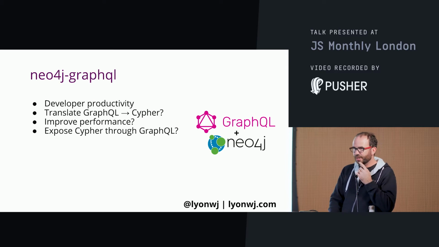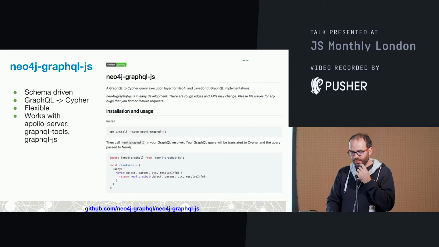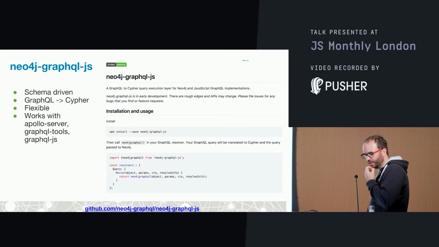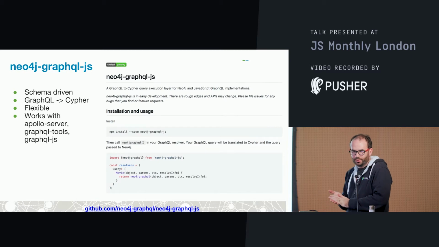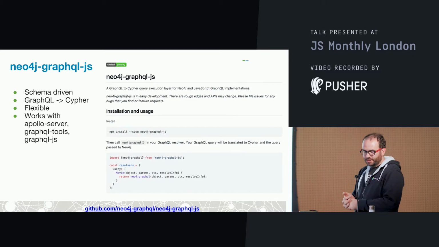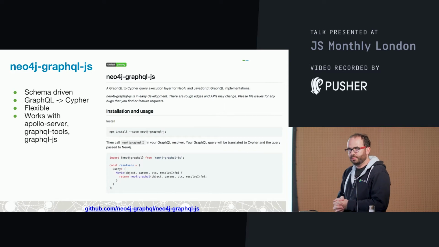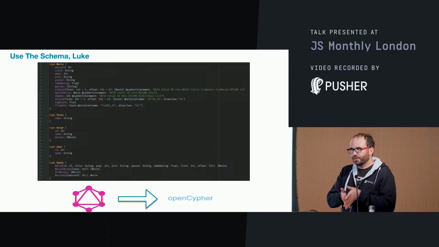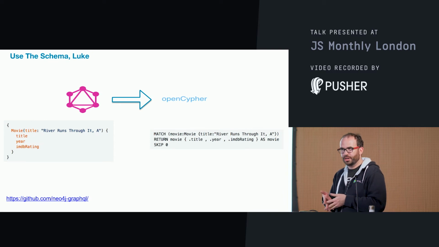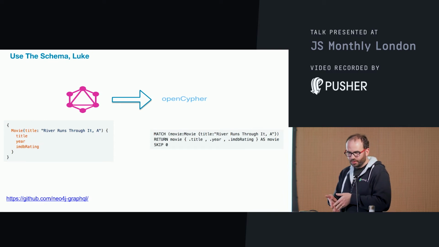And then could we expose Cypher through GraphQL? Because we said GraphQL is somewhat limited in support for projections and aggregations. These are the things we wanted to explore. And so we built what we call Neo4j GraphQL JS, an integration for GraphQL and Neo4j that takes the GraphQL schema and uses it to drive what the Neo4j data model should be, which then allows us to translate arbitrary GraphQL queries to Cypher.